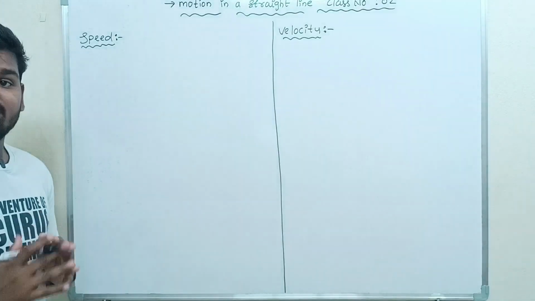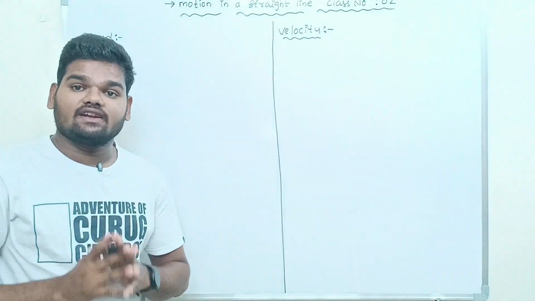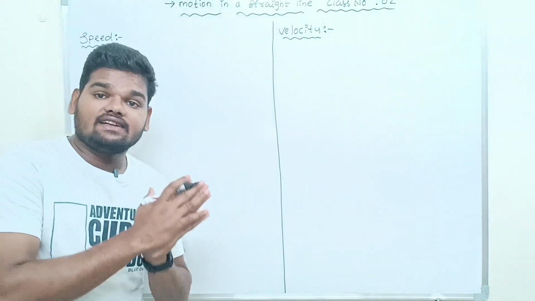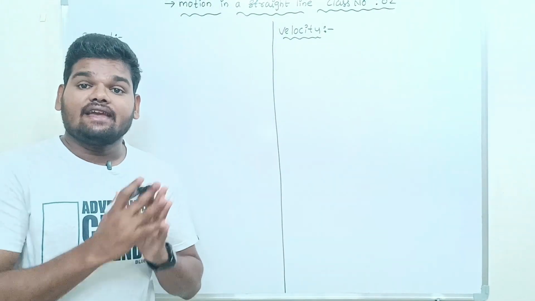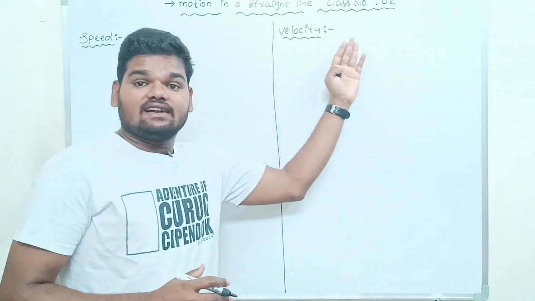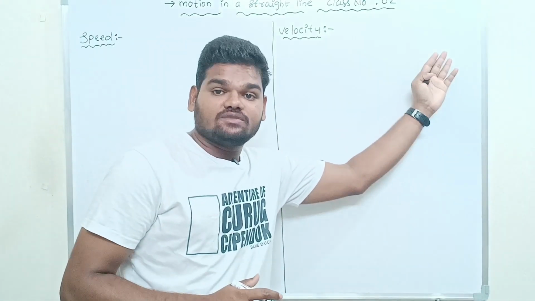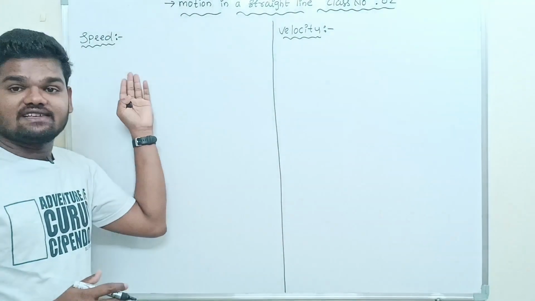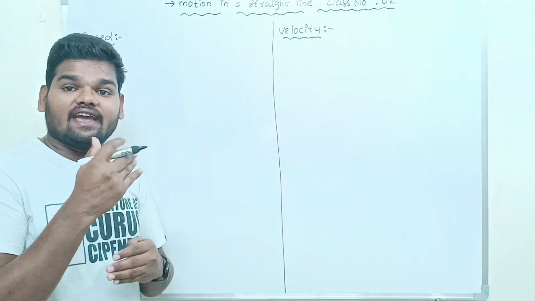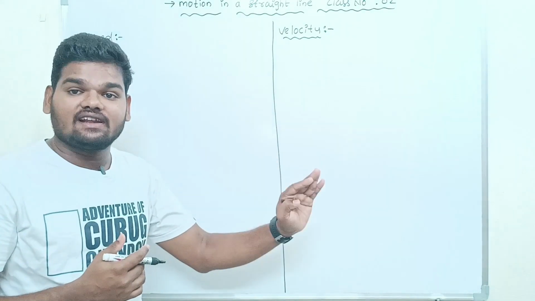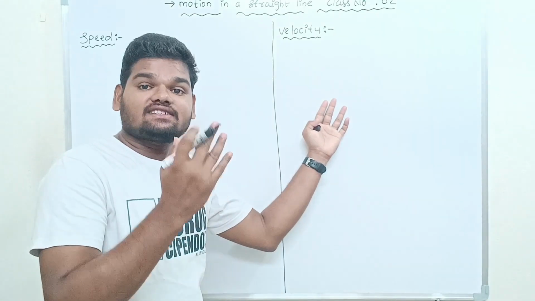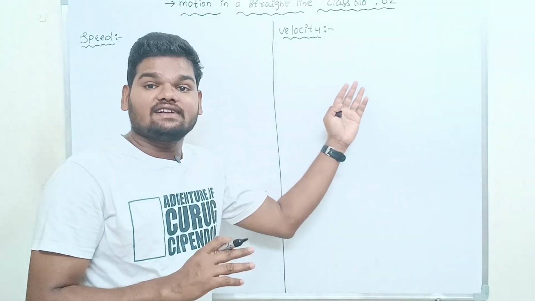Have a look. What is the meaning of speed and what is the meaning of velocity? Speed means the distance traveled by an object in unit time. Velocity is the displacement covered by an object in unit time. What is distance? The length of the actual path between the initial and final position is called distance. The shortest distance between the two points is called displacement.